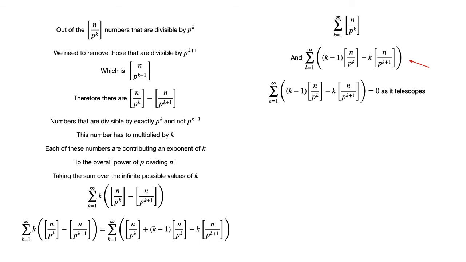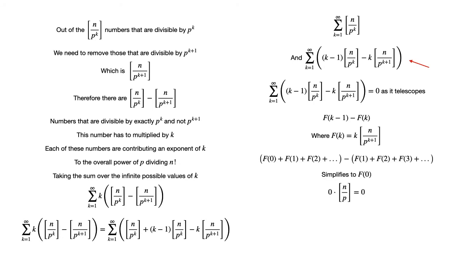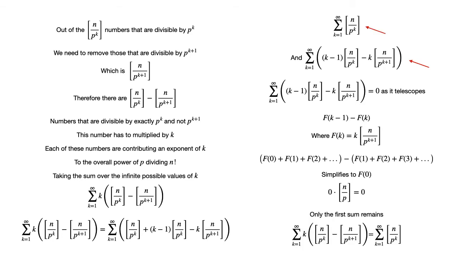But to our good fortune, the second of these two sums reduces down to 0 as it telescopes. The expression in the summand is of the form f of k minus 1 minus f of k, where f of k equals k into the box value of n upon p to the k plus 1. This gives f of 0 plus f of 1 plus f of 2 and so on minus f of 1 plus f of 2 plus f of 3 and so on, and it simplifies to f of 0, which is 0 into the box value of n upon p, which equals 0. Only the first sum remains, which matches what we claimed at the start.